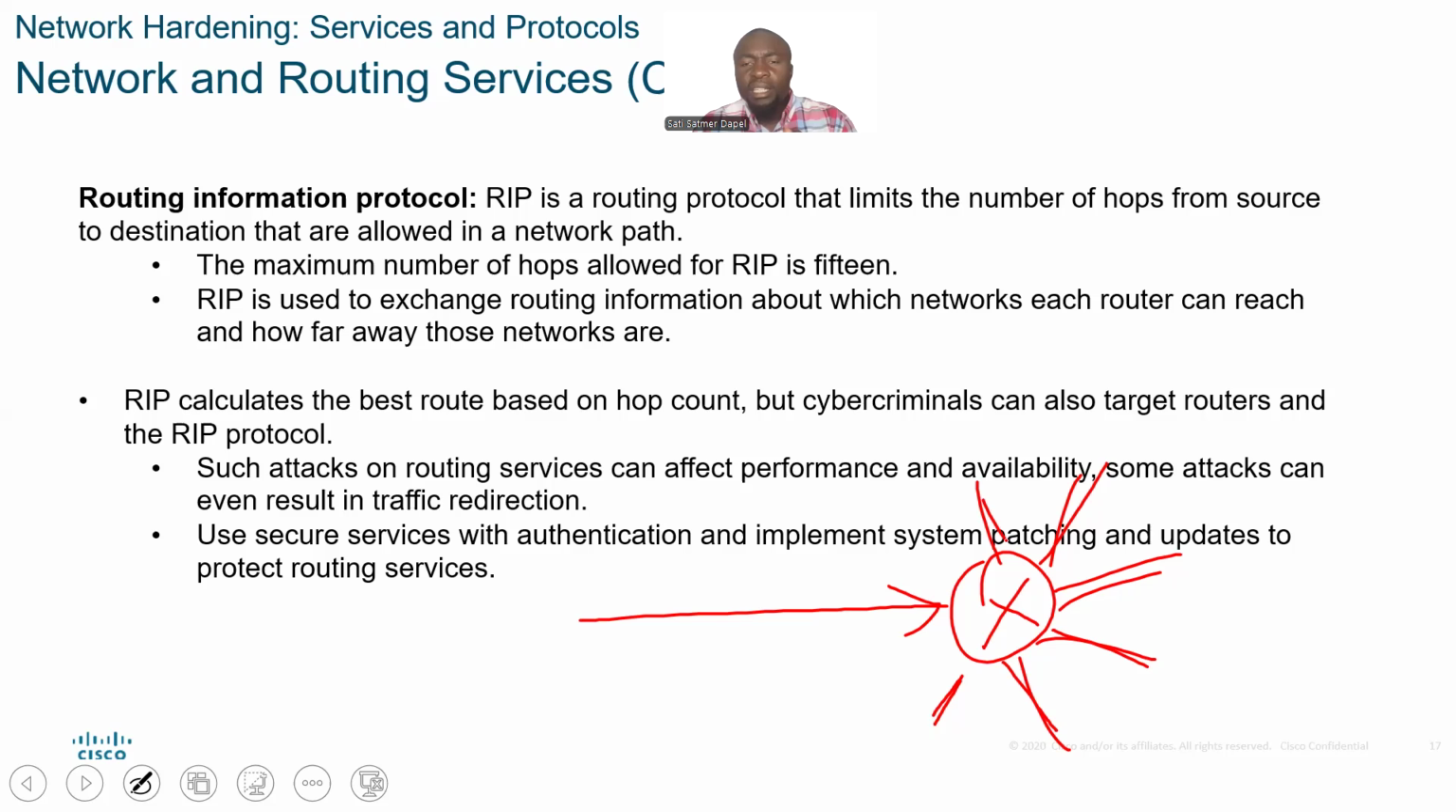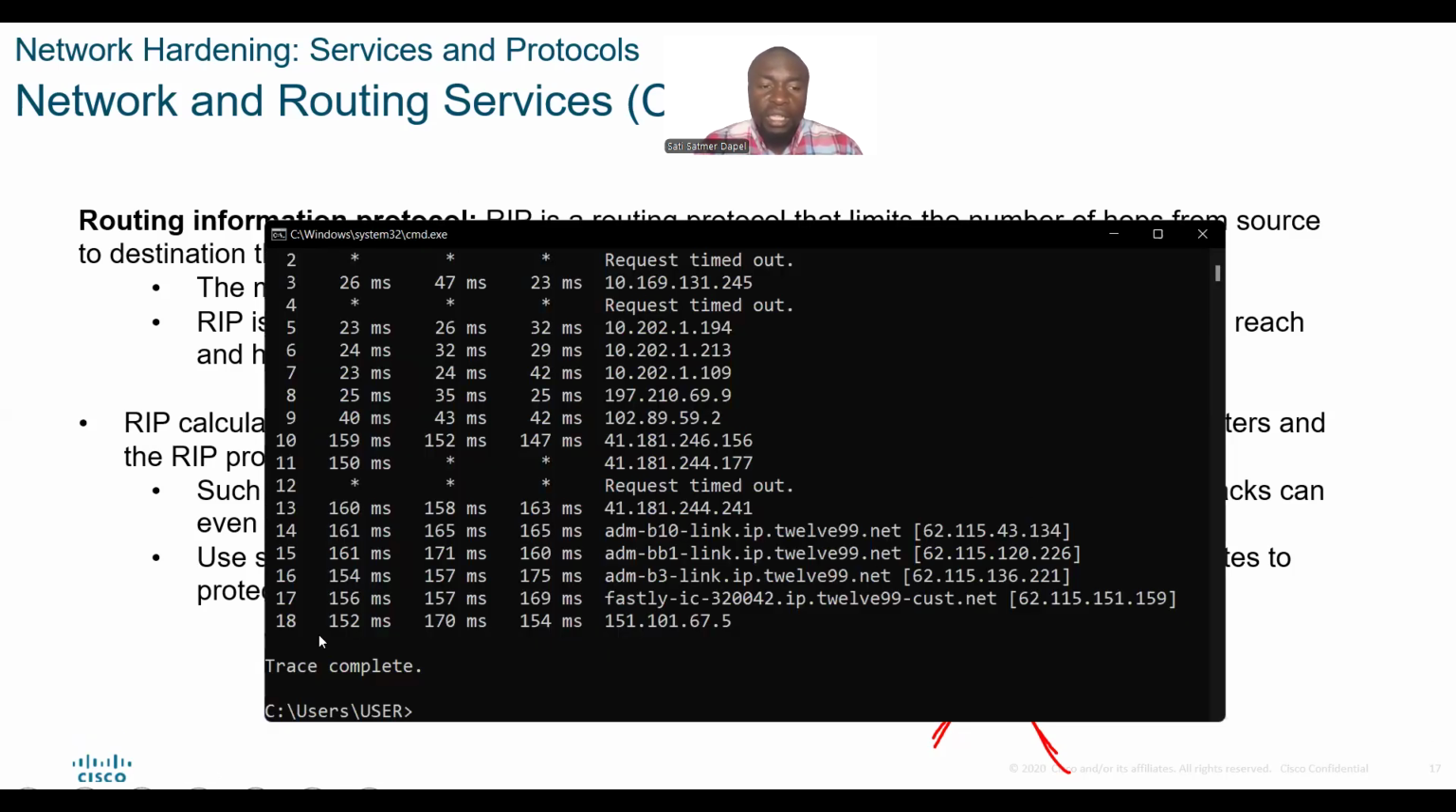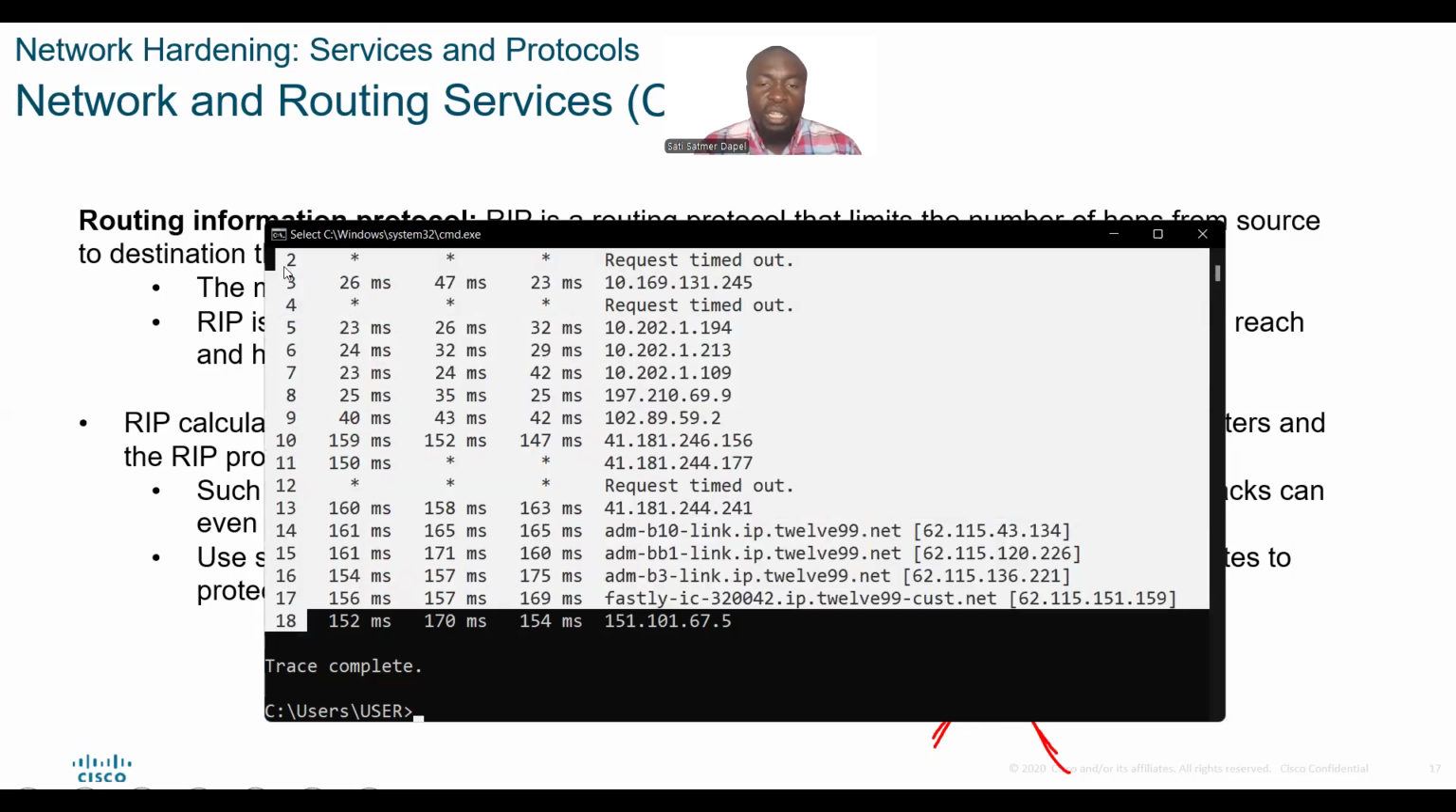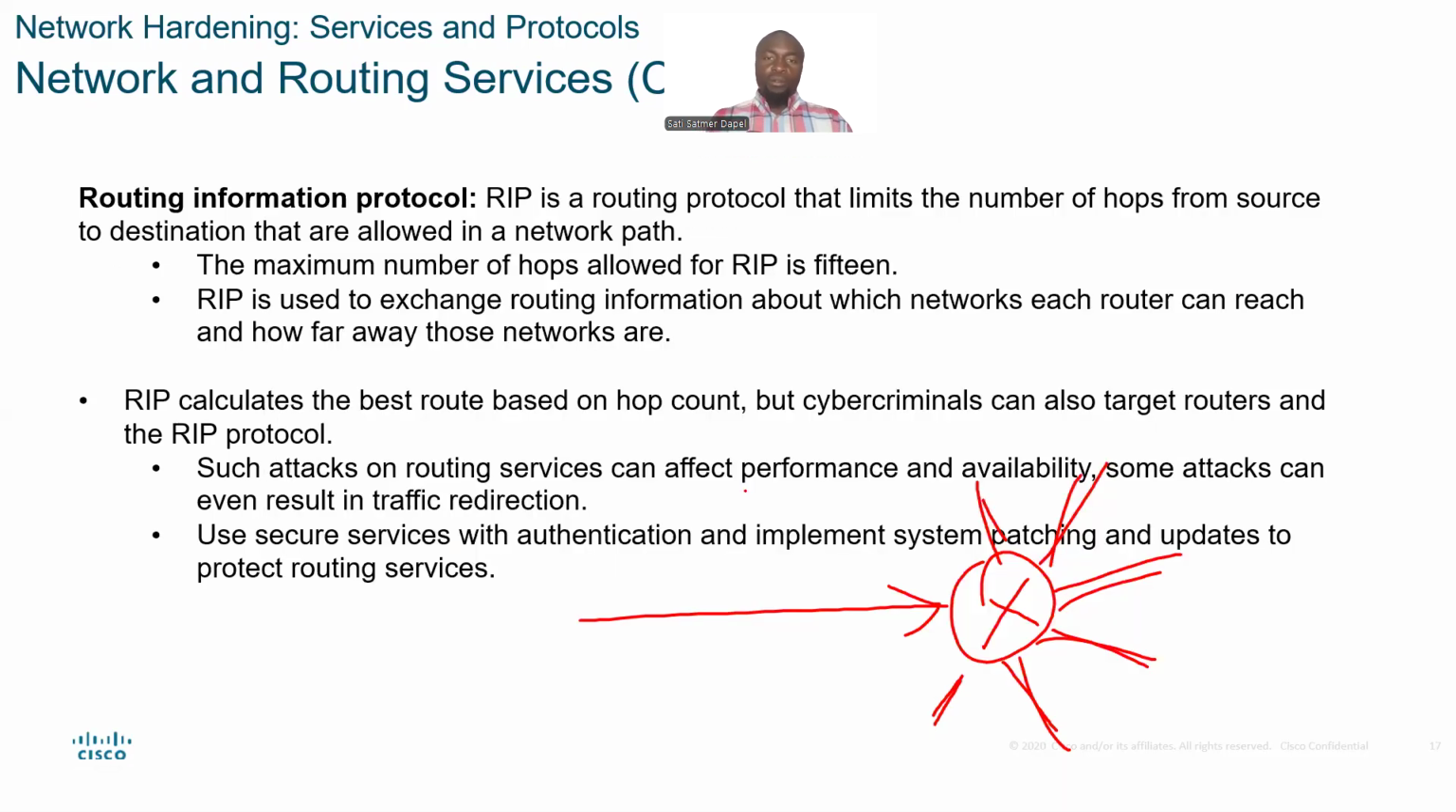One of the things that RIP uses to make this decision is the hop count. When we say hop count, for instance, you see this, we are saying the traffic goes through 18 hops in order to get to the destination. The hop count says how many hops my traffic needs to pass through to get to the destination. The more the hops, the more unlikely the router will take that path, but the fewer the hops, the more likely. So RIP calculates the best route based on hop count.